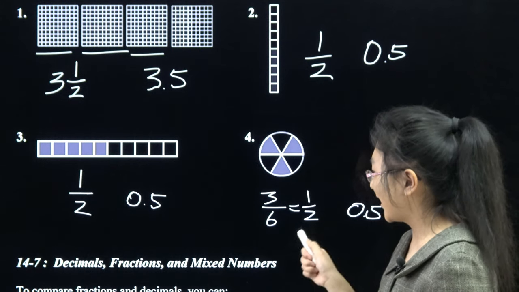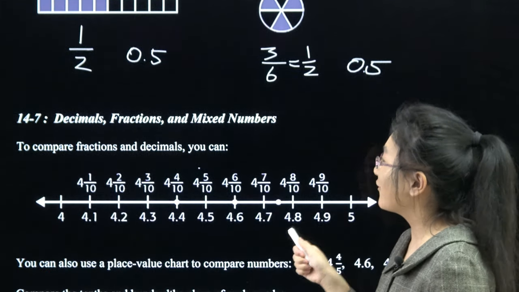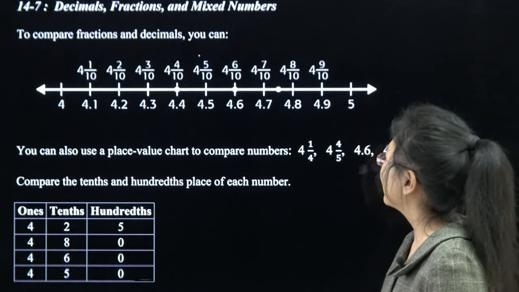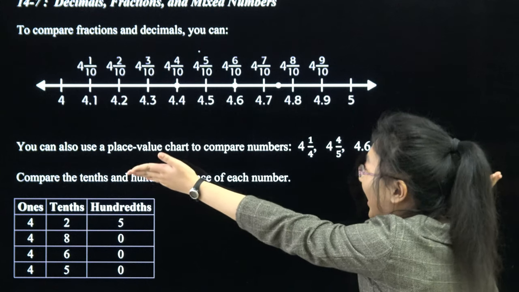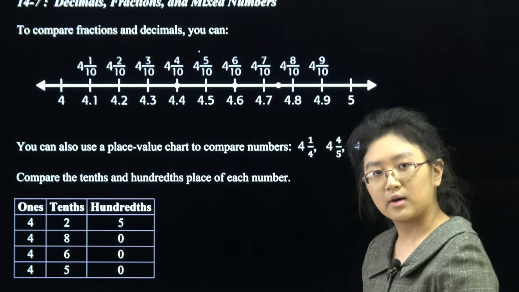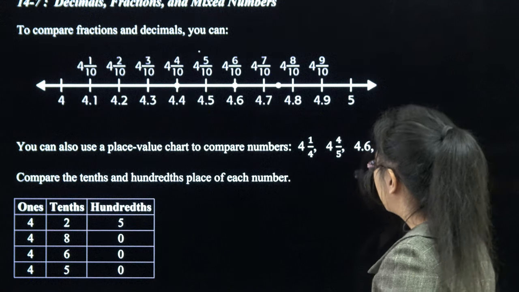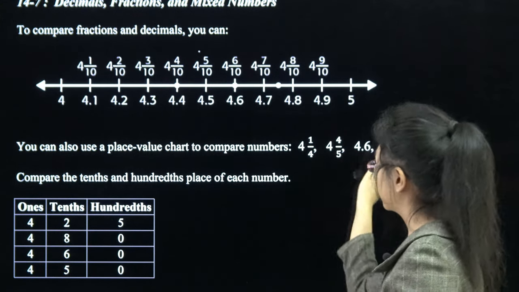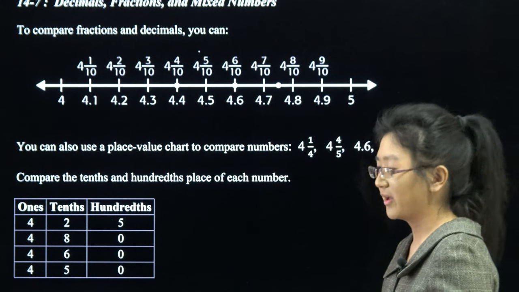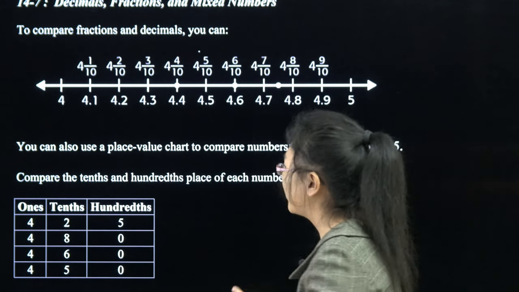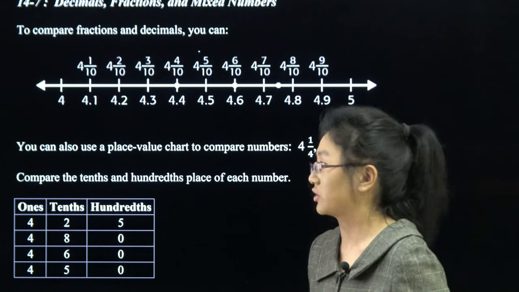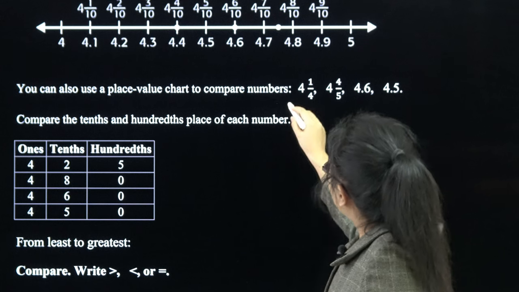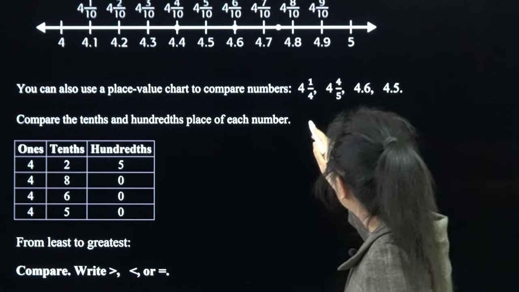Now we're on the last section where we combine everything that we knew, decimals, fractions, and mixed numbers. To compare fractions and decimals, you can use a number line, or you could just do what I told you and convert everything and then just look at the numbers by their place values. Technically, it's like looking at a place value chart, except you don't actually need the chart. So let's do this to compare these numbers.